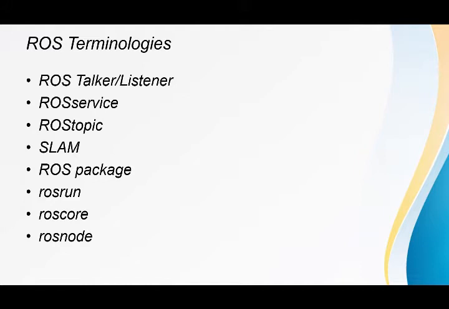Then we also use words like SLAM, which is simultaneous localization and mapping. It's a platform that allows your robot to move in a particular path, track itself, and come back to that path. We also have ROS packages, which are a bunch of ROS modules that you can interface with your ROS robot. Others are ROS Run, ROS Core, and ROS Node. Mind you, in ROS there are several nodes you can use.